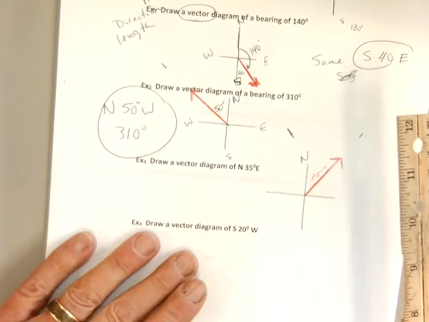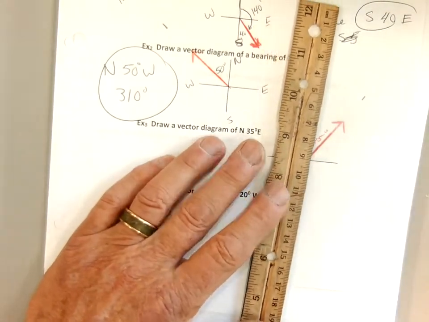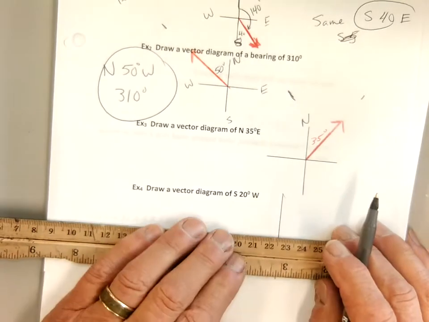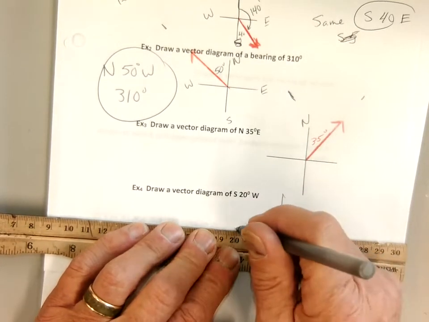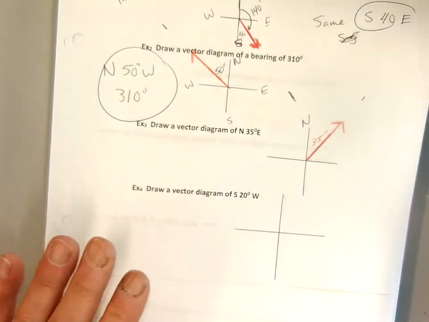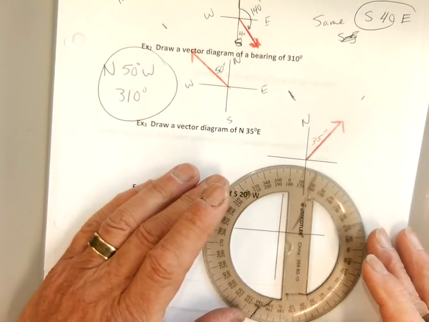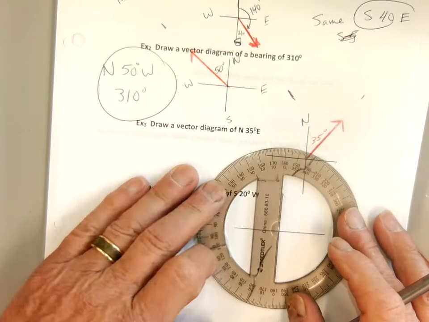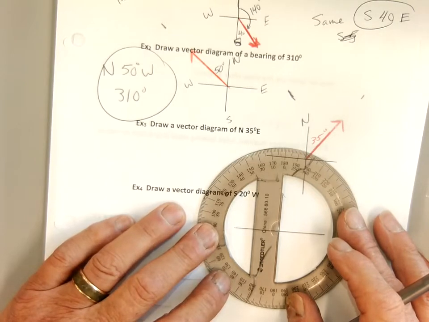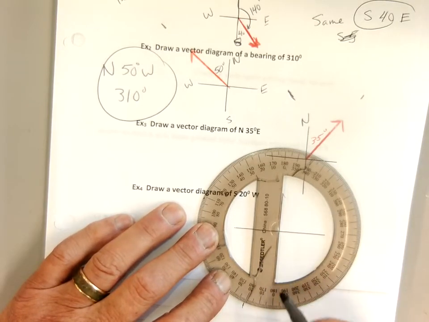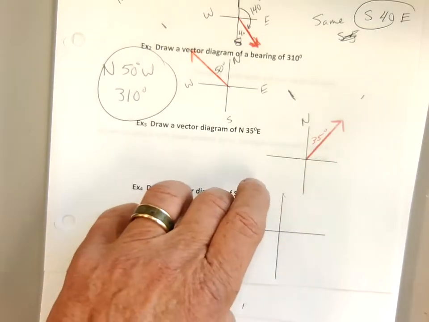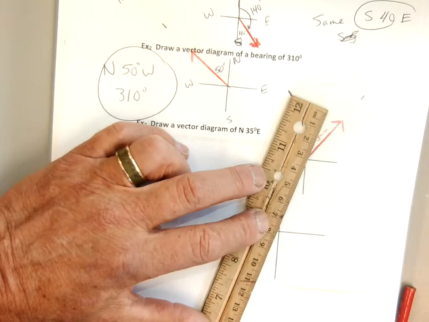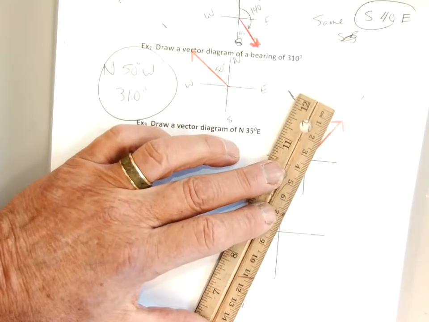So draw a vector diagram of south 20 degrees west. Okay, I can do that. Draw my compass rose in there. So I'm going to look south, and then I'm going to rotate 20 degrees towards the west. I'm going to go 10, 20 degrees towards the west. Okay, see I'm doing that? Look south, then 20 degrees towards the west. Draw in my vector, and it's going to be like that.